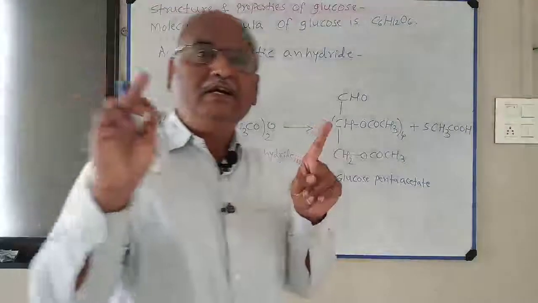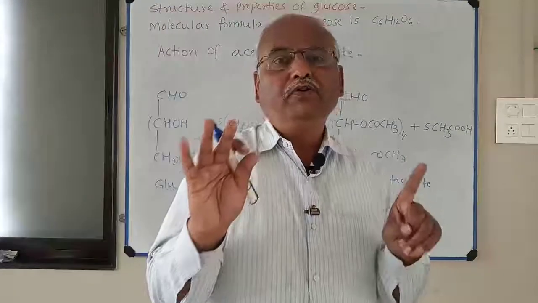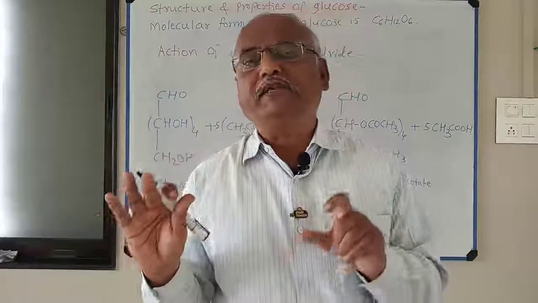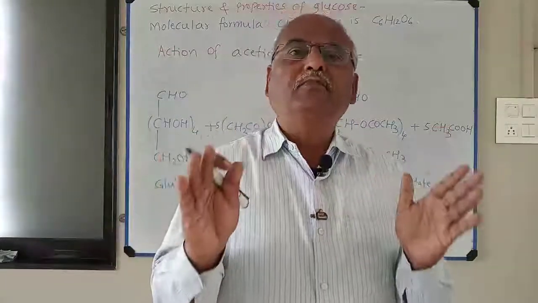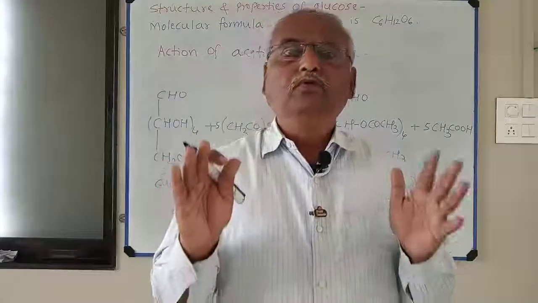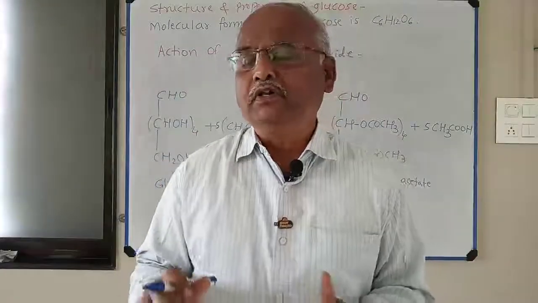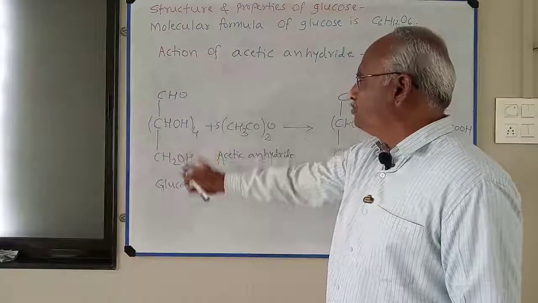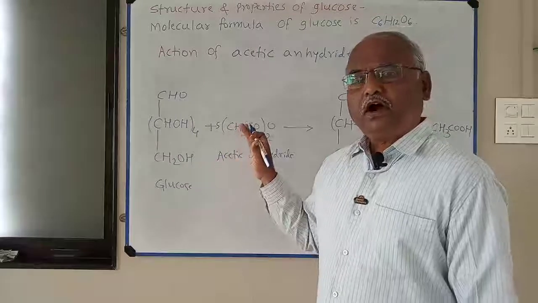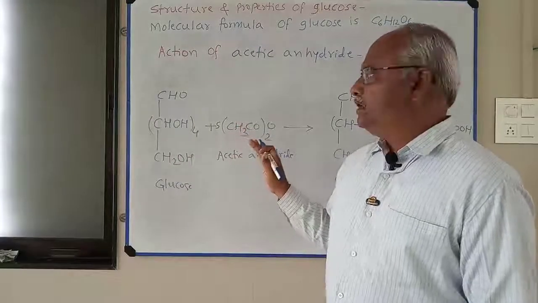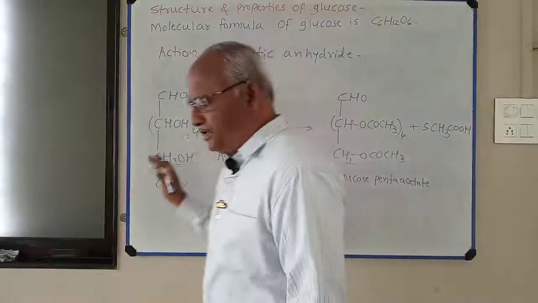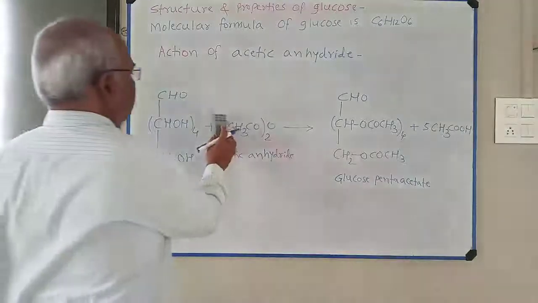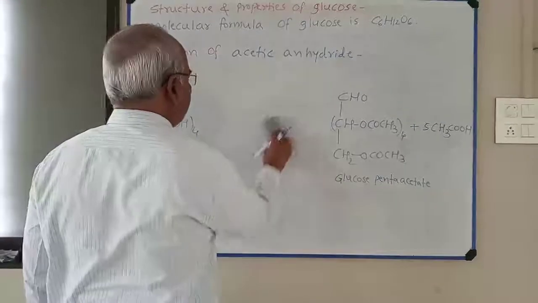It was further concluded that the 5 OH groups are present on different carbon atoms because the structure of glucose is stable. Glucose is a stable compound. Therefore, the 5 OH groups present in glucose are on different carbon atoms. So this is our confirmation of the hydroxyl group. After this, one more reaction I am going to explain.